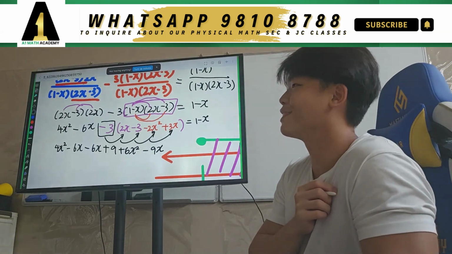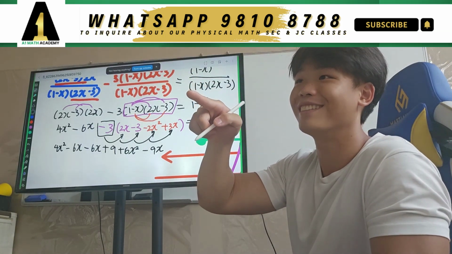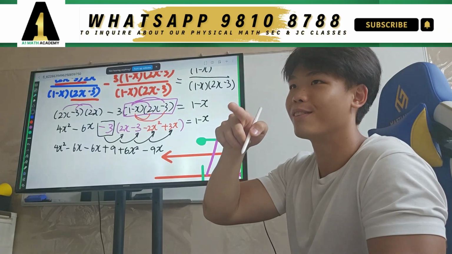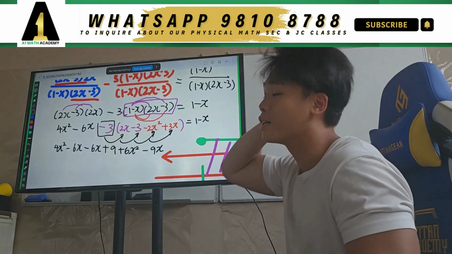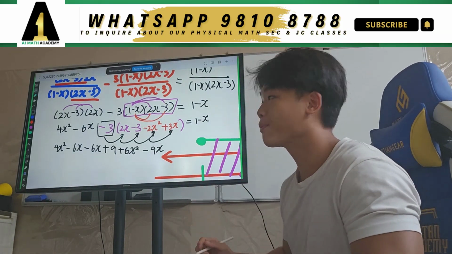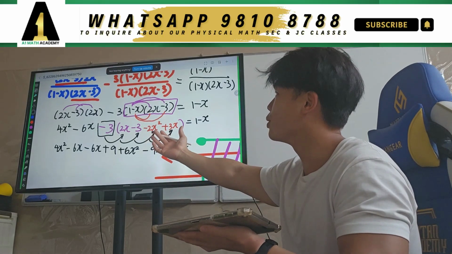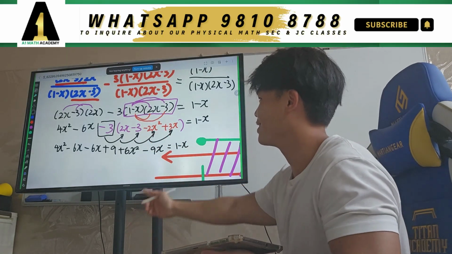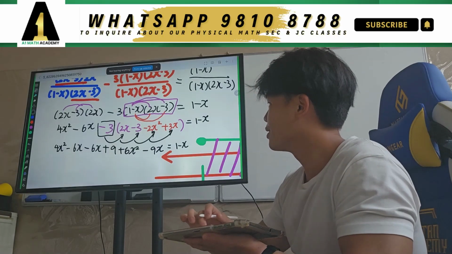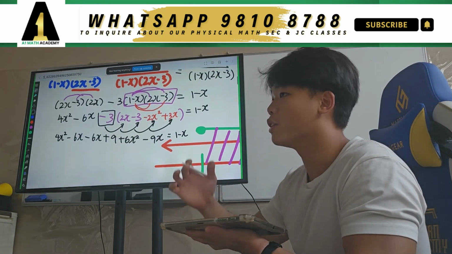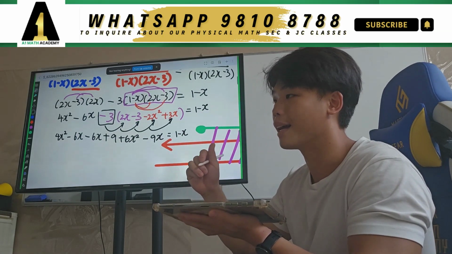Are you understanding? Yes? If you're not sure, you can let me know also. Equals to 1 minus x. I mean, your working can be a bit different from mine, it's also fine. But the final answer should be the same. Then now we need to combine the like terms, right?